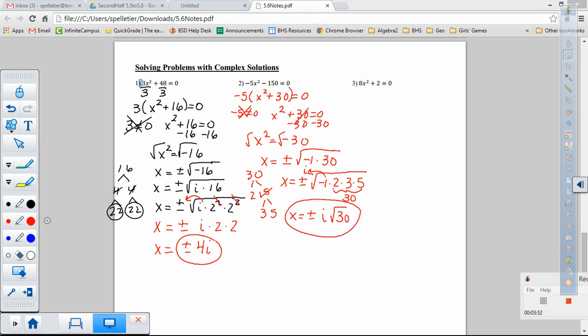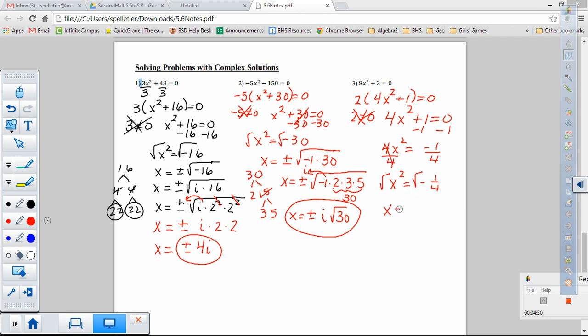Okay? Last problem. Divide out your 2. So 4x squared plus 1 equals 0. Again, 2 equals 0 is not true, so it cancels. 4x squared plus 1 equals 0. Move that 1 to the other side. 4x squared equals negative 1. And before you square root everything, you need to divide by that 4. Okay? So you get x squared equals negative 1/4, and you're going to square root both sides. Okay? x equals plus or minus the square root of negative 1 times 1/4.